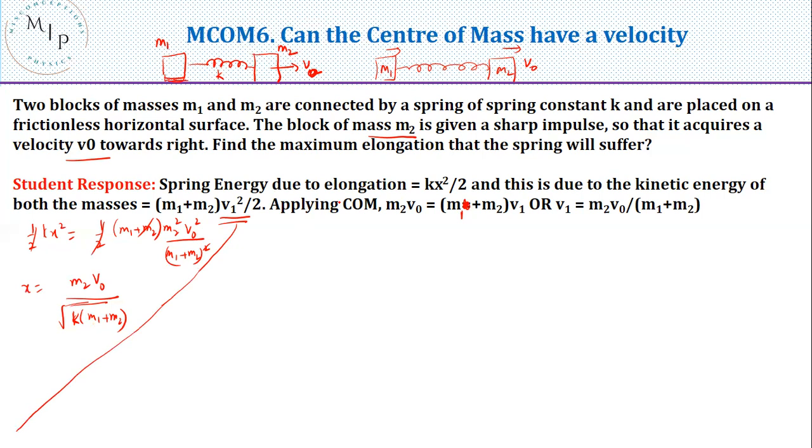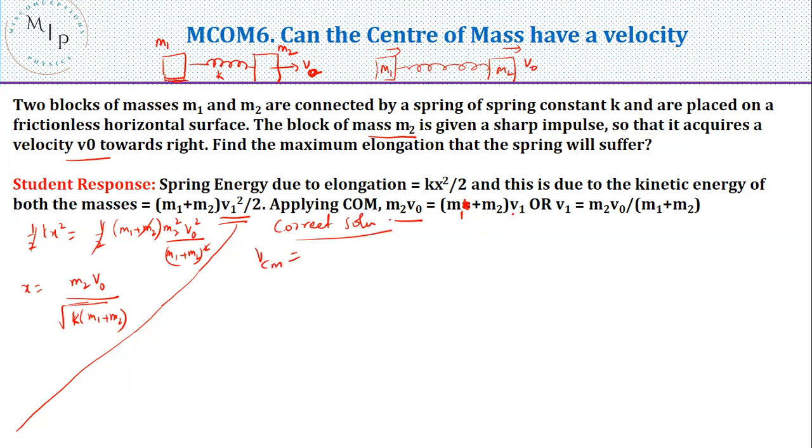Now, the question here says, can the center of mass have a velocity? Definitely, the center of mass will have a velocity. We have seen it earlier also. We're continuing with this one. So now, you are given some velocity here, and as a result of it, M2 went away. Let us apply COM. This part of it is correct: M2 V0 is equal to M1 plus M2 into V1. This is the correct solution I'm doing. Instead of V1, I'll write this as VCM.